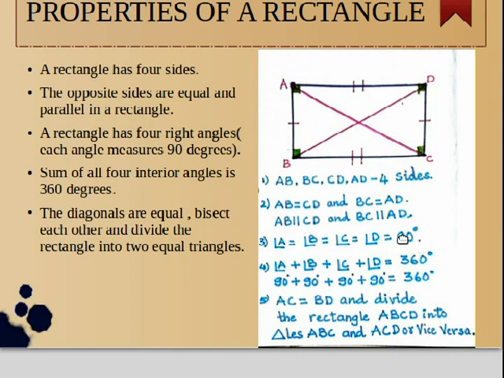Now when we add these interior angles, that is angle A plus angle B plus angle C and angle D, when we add all four of them together, that is 90 degrees plus 90 plus 90 plus 90, it gives us 360 degrees. So that gives us the next property of the rectangle, that is the sum of all four interior angles is equal to 360 degrees. Now we are going to learn the last property, that is the diagonals are equal.